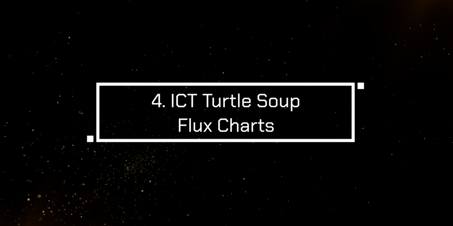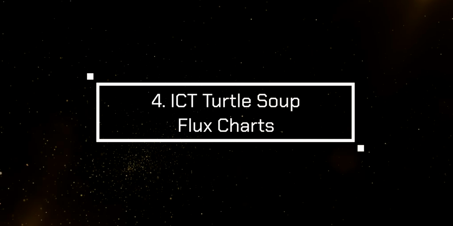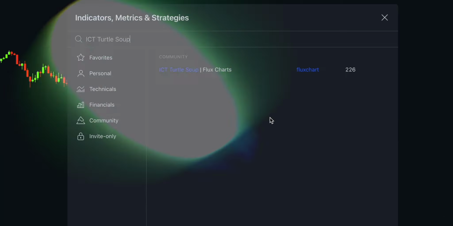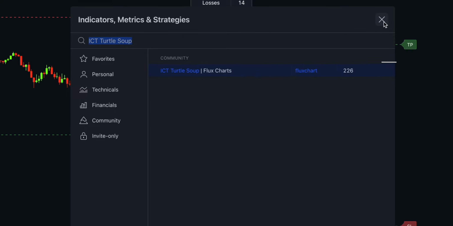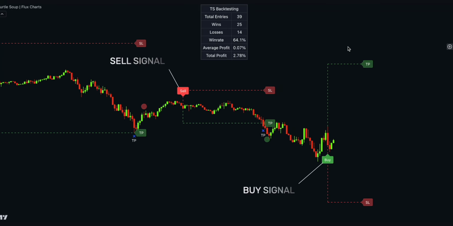The fourth indicator on our list is ICT Turtle Soup by Flux Charts. For those of you who like simplified trading, this indicator is a must-have. This indicator's buy and sell signals are based on liquidity grabs and market structure. It uses higher time frames for entry confirmations.